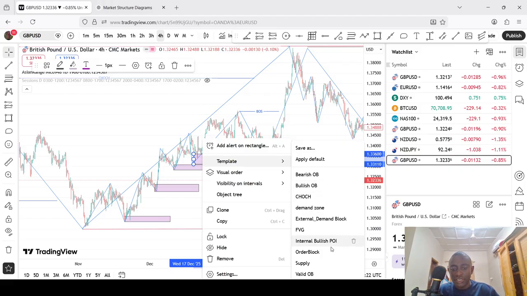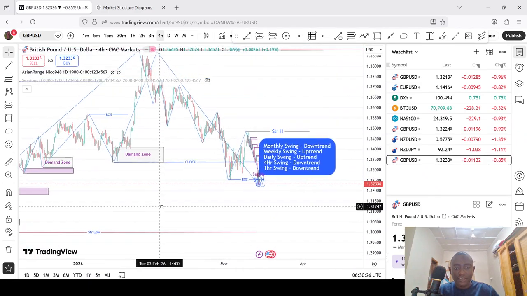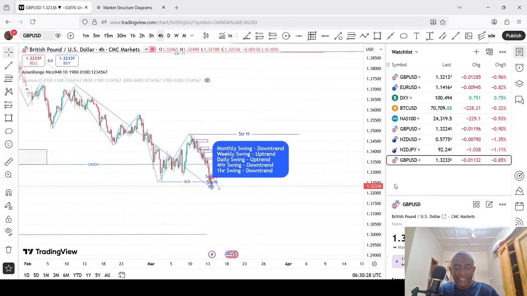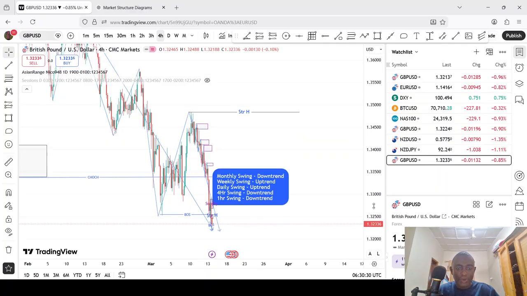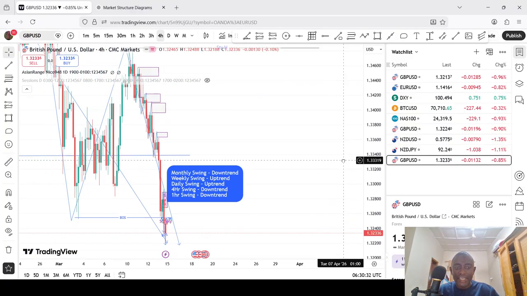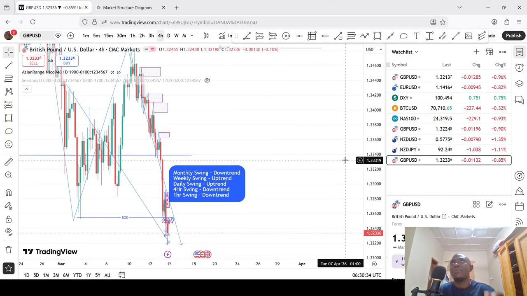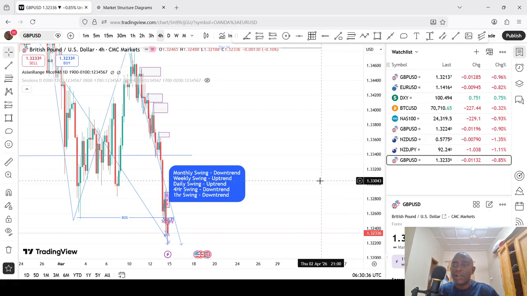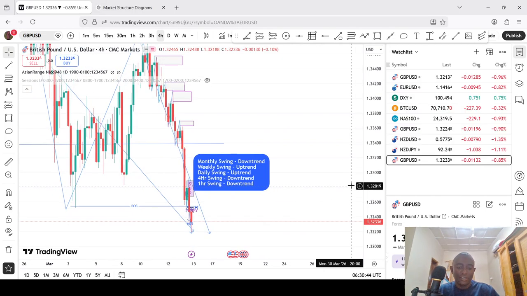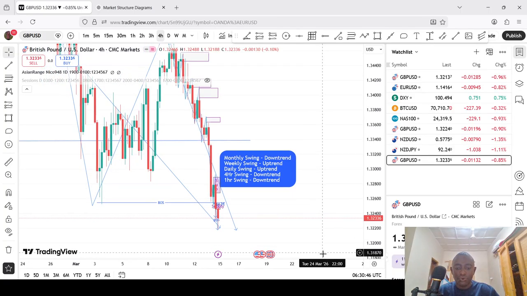Okay, so in this video, I know you now understand the meaning of supply and demand. The supply zones are basically areas where we sell from the swing points, and the demand zones are the areas where we buy from the swing points. Just like that. It is very simple, not that difficult.